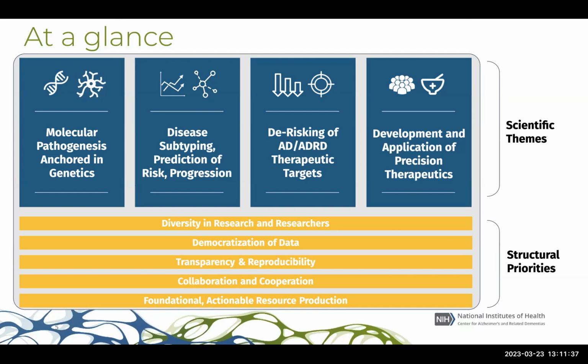And we have structural priorities. We need to make sure that we not only have diversity in terms of research and researchers, but also in the way that these therapeutics are targeted for different communities. Making sure the data that we generate or manage is publicly shared with the community. Making sure everything that we do in terms of code or practice is transparent and reproducible. Bringing collaboration from different groups and having foundational systems that anybody else can use and enable their research.